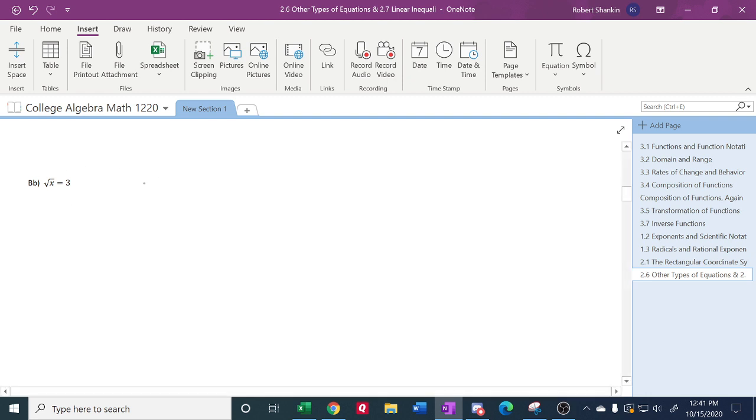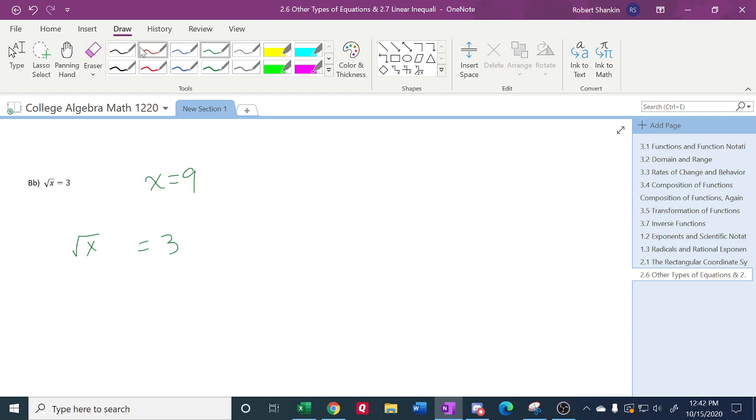Okay, so this one, I can just look at it and tell, oh, x had to have been 9, because the square root of 9 is 3. I could have also done it by this process. I'm trying to get rid of the square root, so I do the inverse, which is squared. If I do that to both sides, the square root and the square cancel each other out, and I get my answer, 9. Okay, now do the next one.